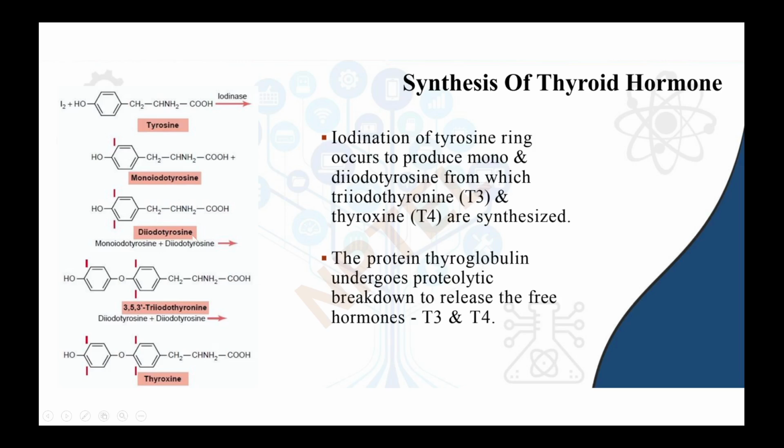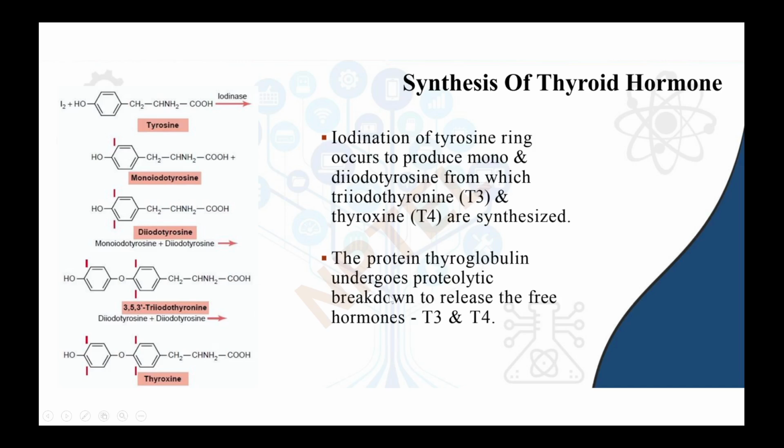Then this monoiodotyrosine and diiodotyrosine can combine to form triiodothyronine. So now this becomes thyronine. So there are two phenyl rings attached. One molecule of monoiodotyrosine and one molecule of diiodotyrosine together form the triiodothyronine. It is also known as T3. And if two molecules of diiodotyrosine combine, they form the thyroxine or tetraiodothyronine, and it is called T4.